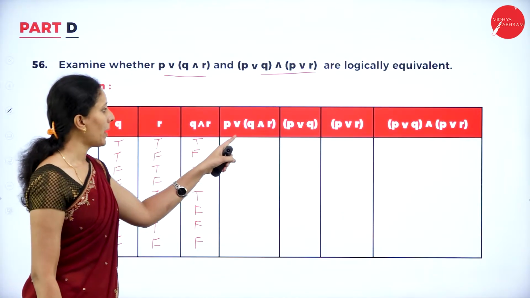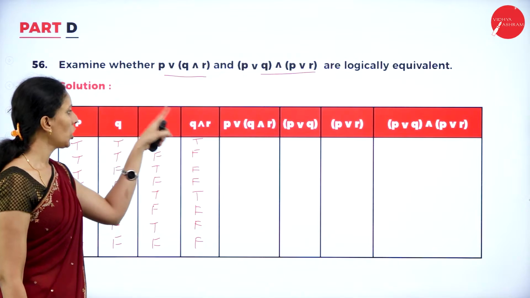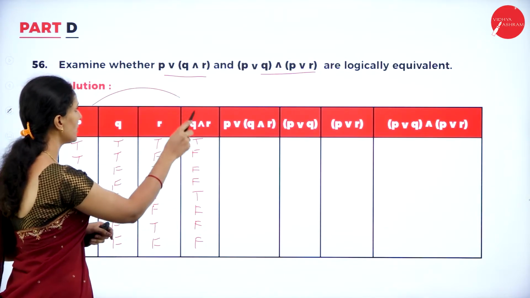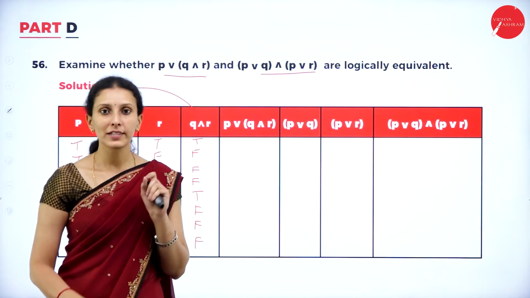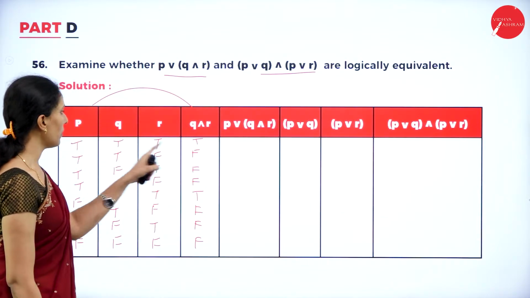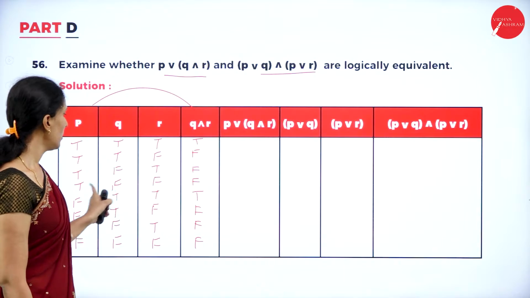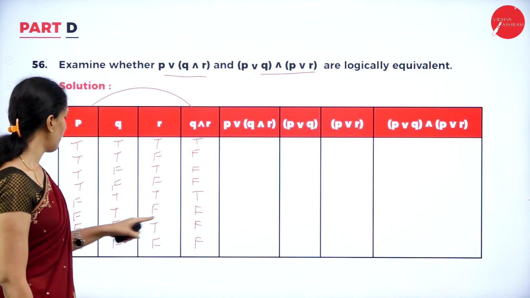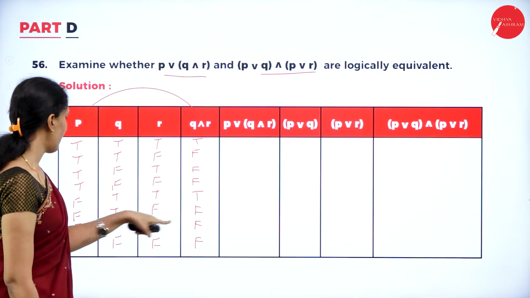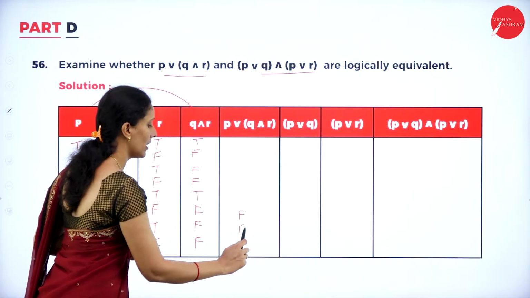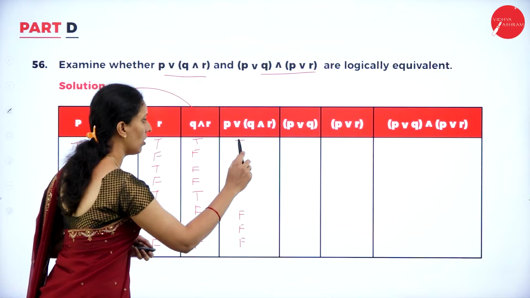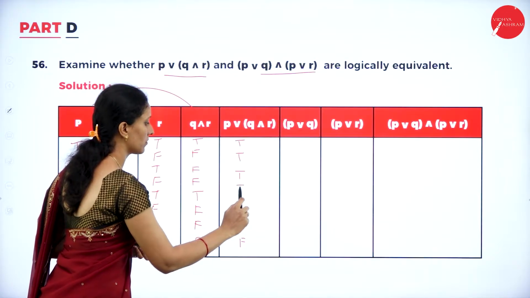Next we need to combine the disjunction of P with this one. So for these two we have to find the disjunction. Disjunction is when both are false, it is false. So see wherever both are false here. So third, fourth, next you have fifth one, sixth, seventh and eighth are false. So you can write the last three as false and all others as true.